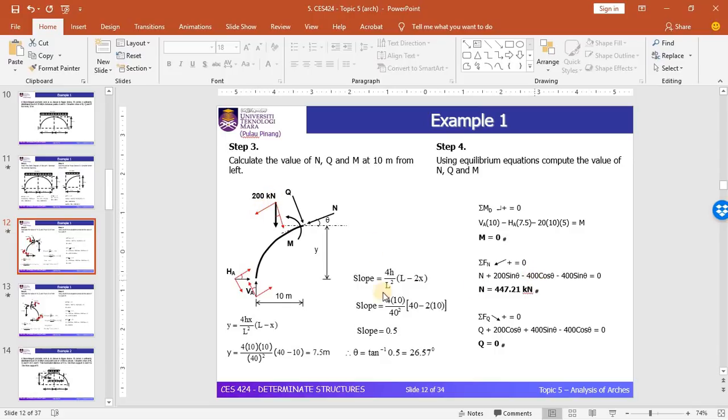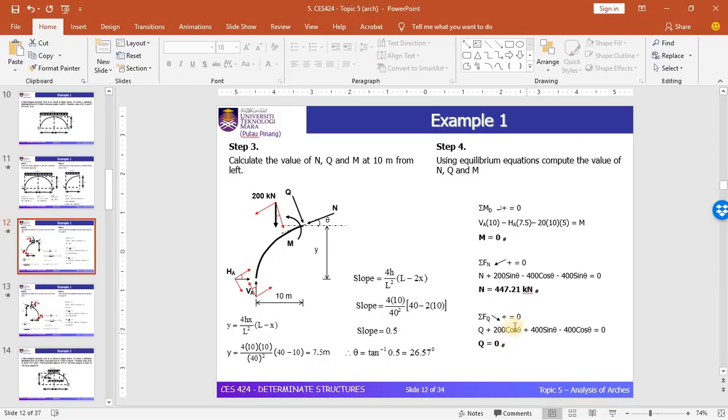Okay, and we have a negative 400. This negative 400 cos theta is based on the horizontal force component, which is cos theta, and minus 400 sine theta, which is based on the component of the vertical direction. So this is sine, and this is cos, and both of them are negative because they are opposite from the positive direction that we have considered. This results in the axial force, which is equal to 447.21 kN at this point.